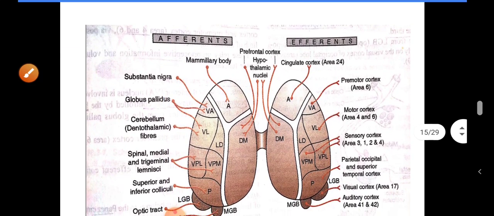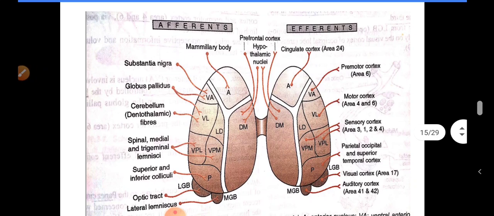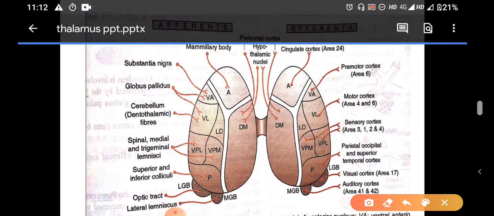In the diagram you can see the afferents and the efferents connection in the same diagram. So you can start with the afferent connections. In the afferent connections, the anterior nucleus: from the mammillary bodies, the fibers will come to the anterior nucleus. Ventroanterior part from the substantia nigra and the globus pallidus.